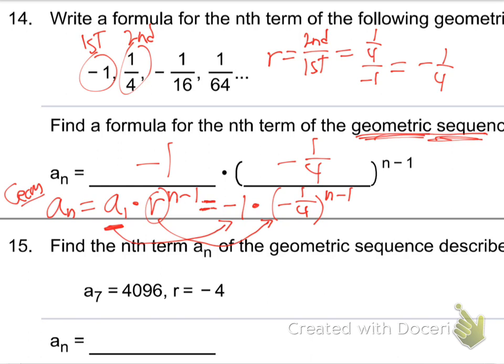All right. Well, try 15. I'll just leave it on the screen. 15, they're being more tricky. They're giving you the 7th term and the R, and they want you to find the a sub n formula. So now, this is definitely a curveball. It's not normal. It's a weird situation.